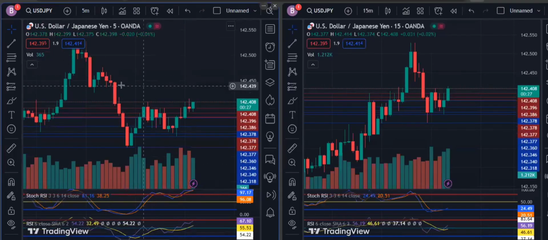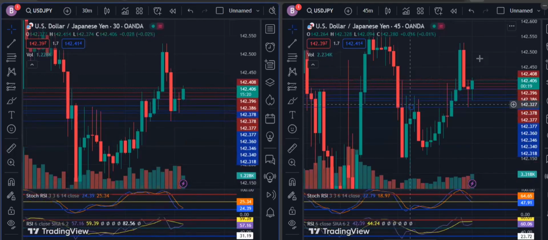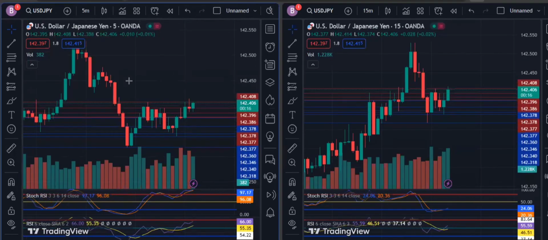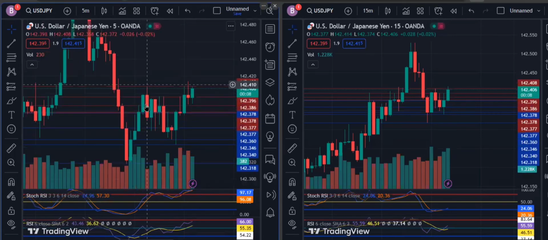Multiple time frames. Now you see, on the 5 minutes we have this, on the 15 minutes we have this, and on the 30 minutes we have this, and on the 45 minutes we also have this. Now, if you check closely, you'll find that there are areas the market rejected on the 5 minutes. You see that price came here and it dropped. Price came here, it dropped. Price came here, it dropped.